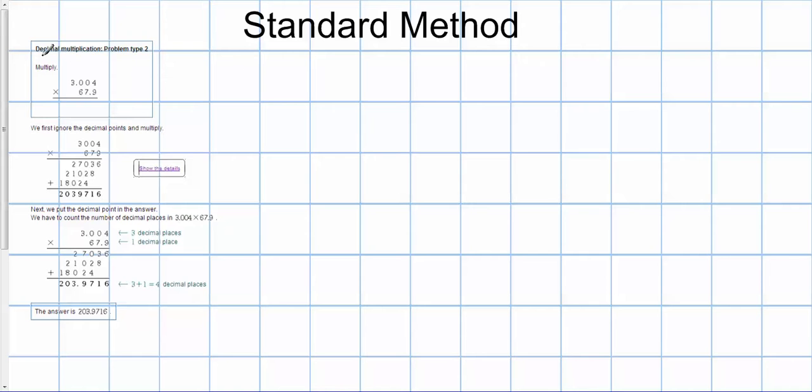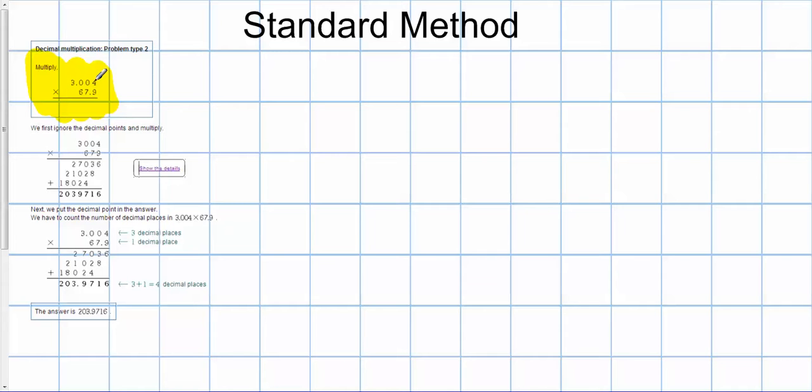Today we're looking at our AlexPy skill of decimal multiplication, problem type 2. So essentially, we are going to be solving this problem right here. I have 3 and 4 thousandths. I'm going to multiply that by 67 and 9 tenths.